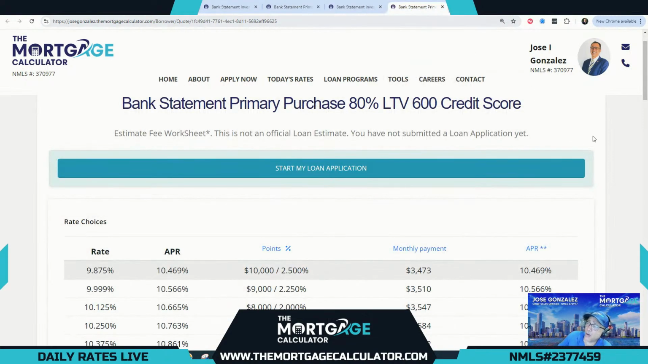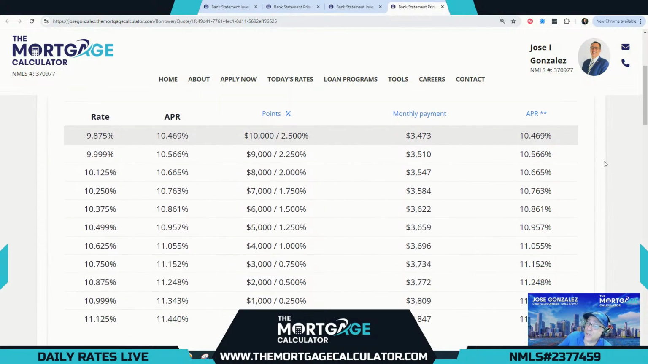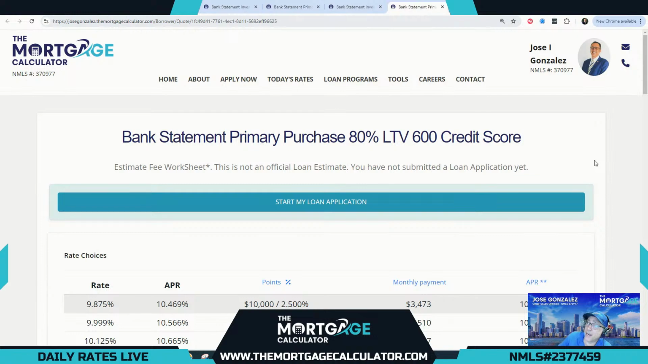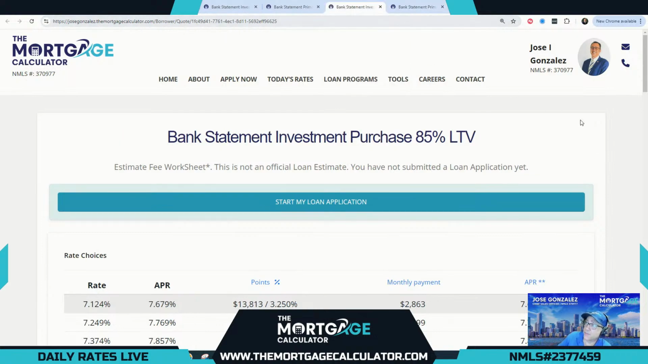And now for our low credit score borrowers, yes, we have options for everybody here with our bank statement loans. Primary purchase with a 600 credit score, we can go as high as 80% LTV, which is amazing with a 600 credit score. 11.125 is our lowest cost option at par, and you can buy that down all the way to 9.875% for our 80% LTV, 600 credit score, primary purchase.